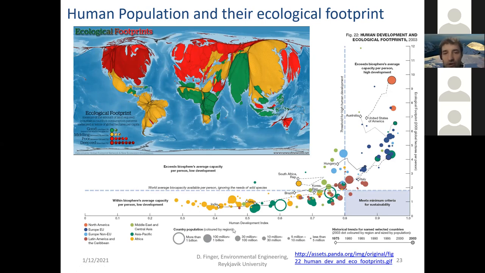Obviously, you can go into and discuss the details of the Human Development Index and also of the ecological footprint, how it's calculated, and what concepts it includes.